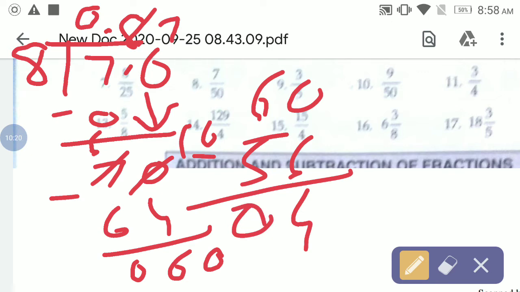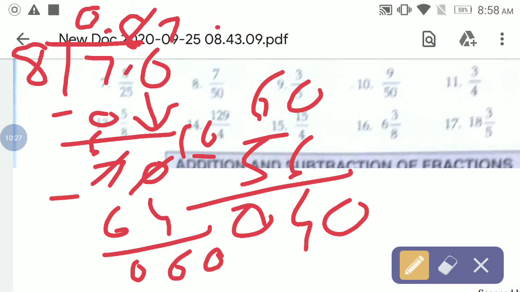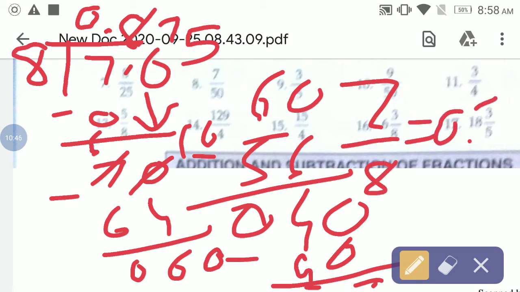And now you will be getting here 0. So 8 5s are, just a second, 8 5s are 40. And now you will get the remainder 0. You have to divide the number till you get the remainder 0. So what is your answer of 7 by 8? 7 by 8, your answer will be 0.875. So in this way you have to do it.